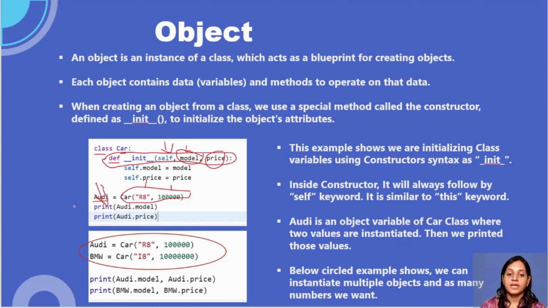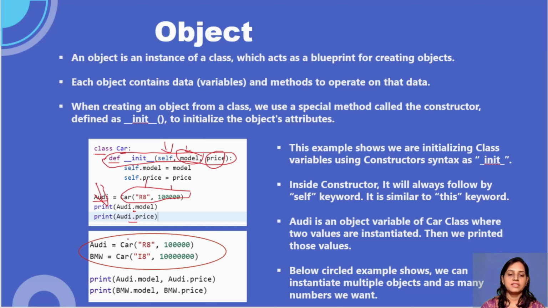Now how will we get the information? We will get the information by writing the print method. Print audi dot model. So you can see we are using the dot operator here. Okay. Here again we are getting the price by using the dot operator, right? So that is how we have instantiated.